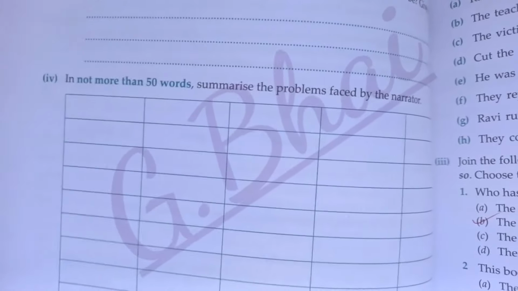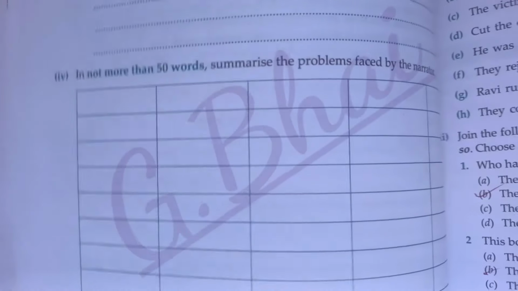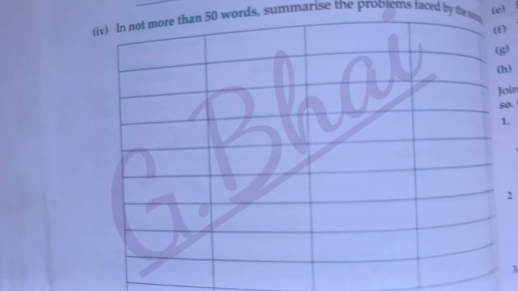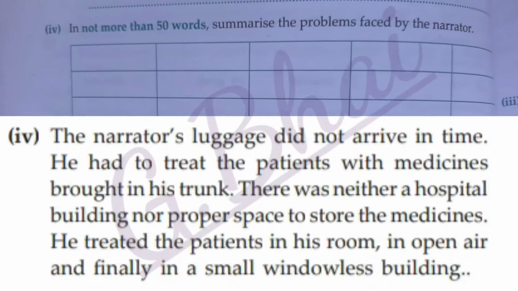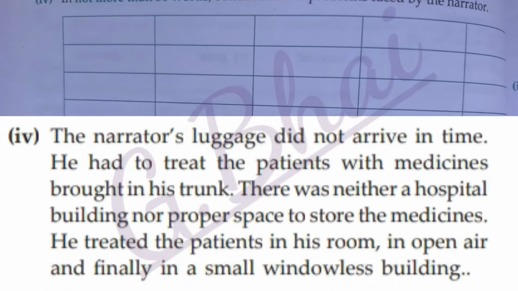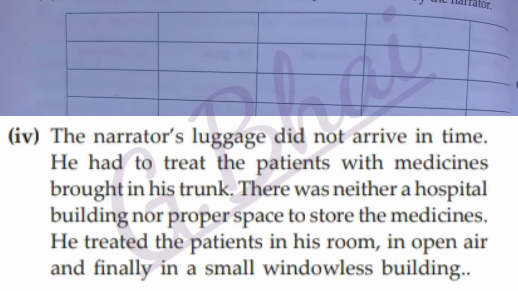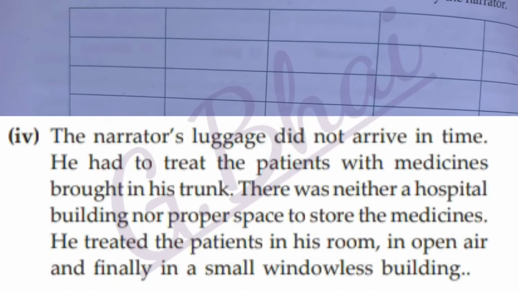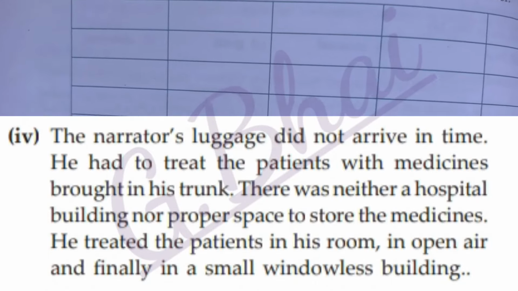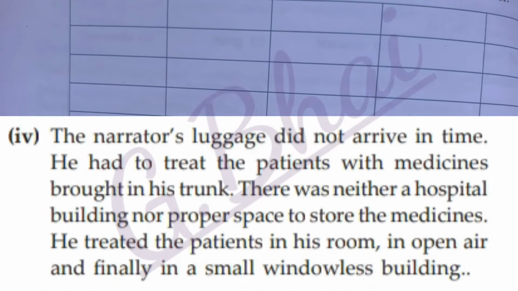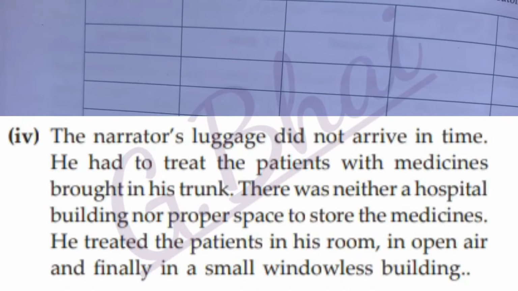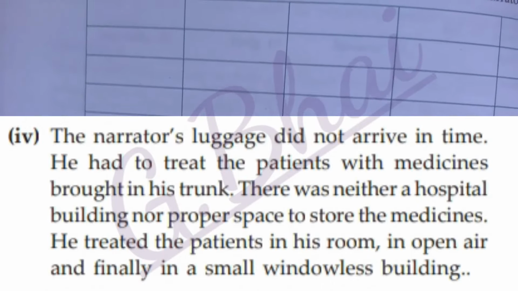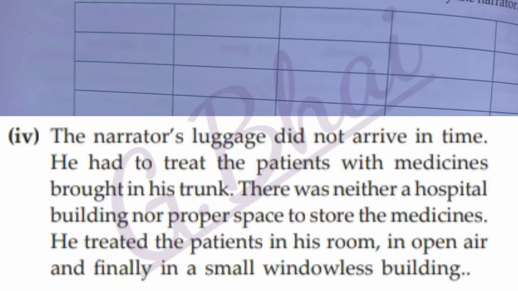Number 4, here in not more than 50 words, you have to summarize the problems faced by the narrator. So the answer will be, the narrator's luggage did not arrive in time. He had to treat the patients with medicines brought in his trunk. There was neither a hospital building nor proper space to store the medicines. He treated the patients in his room, in open air, and finally in a small windowless building.